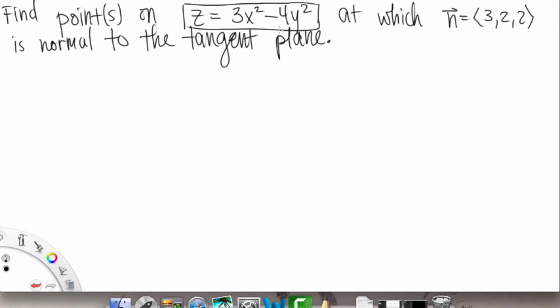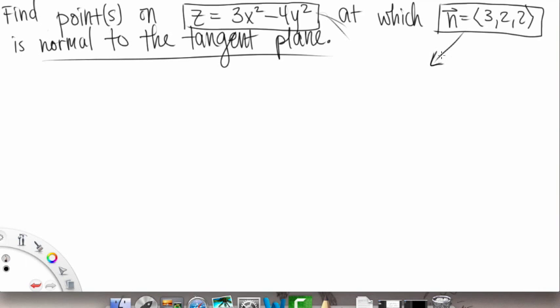So that's some surface. And then we have separately this vector here, which we want to be normal to the tangent plane of this surface. So that's how they come together. First of all, what I want to do is work with this normal vector and apply it to what we know about planes in general.